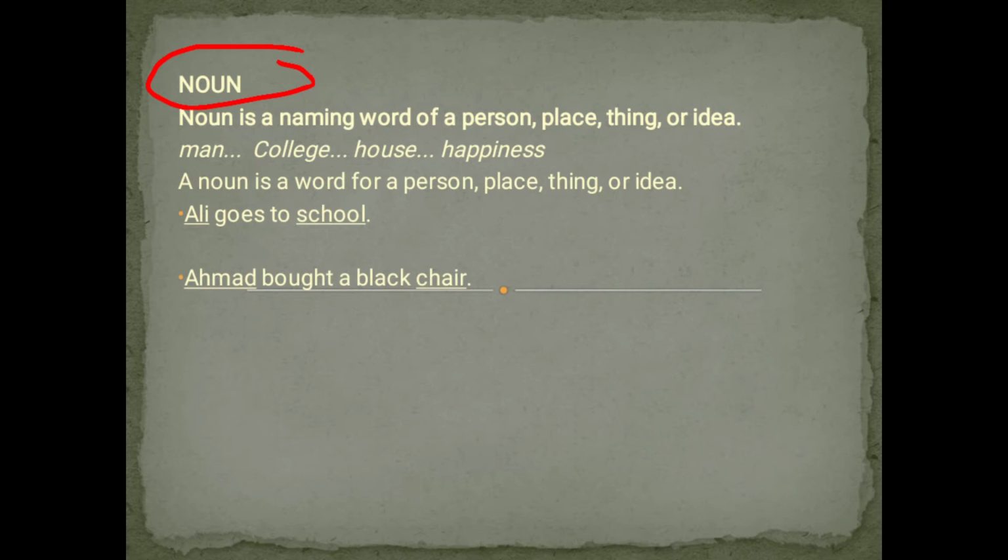Let me give you some sentences which consist of nouns. Ali goes to school. Ali is a noun in this sentence, and school is also a noun. Ahmed bought a black chair. The word chair is used for a thing, and we call it a noun because we named that particular thing. And Ahmed, as you know, is also a noun.